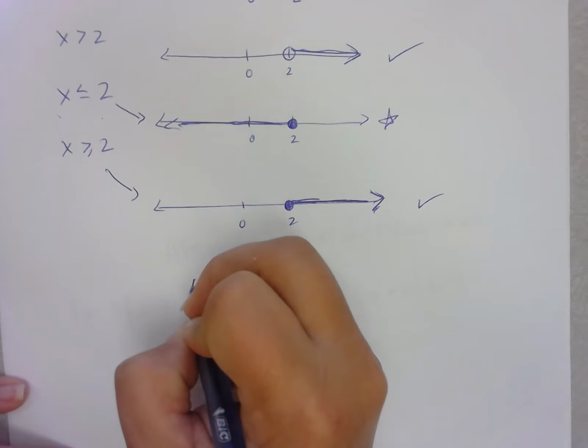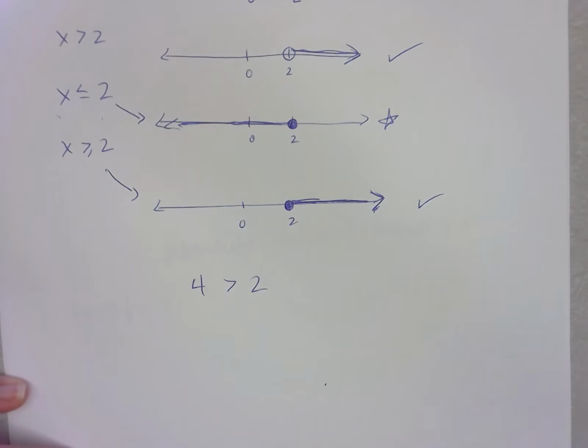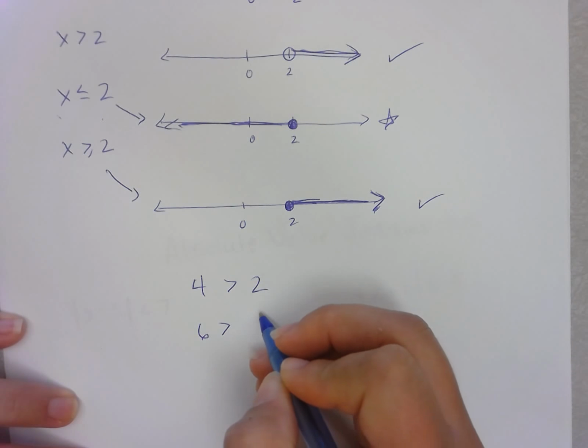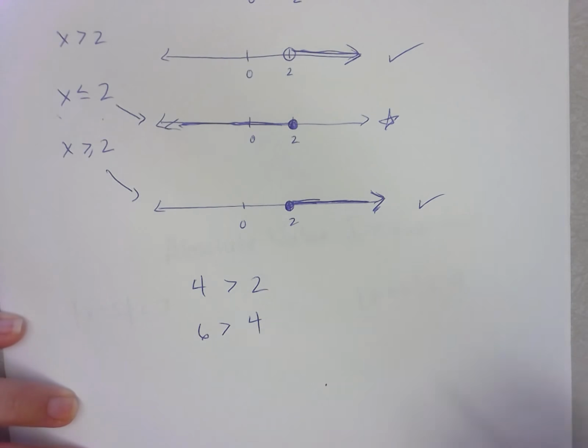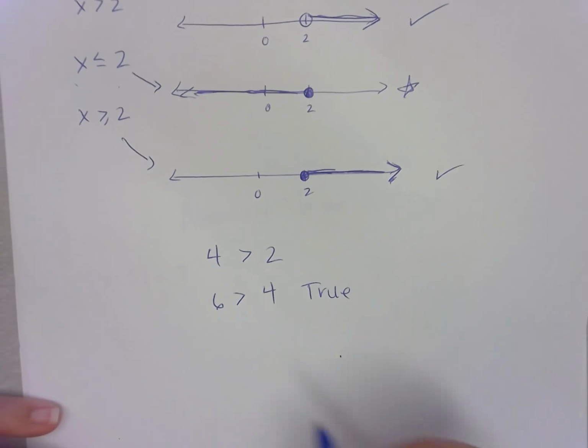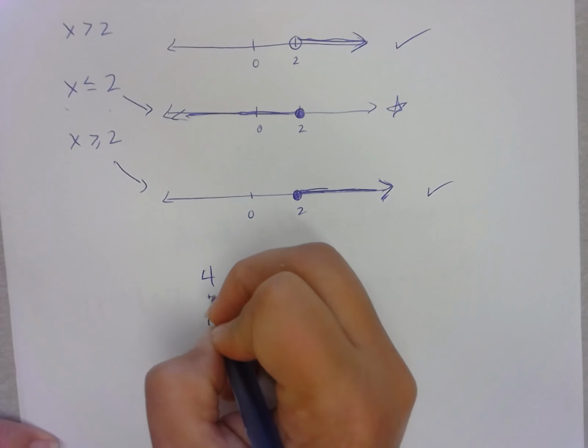Okay, so let me just start with an inequality that does work. So I have 4 is greater than 2. So let me add a positive number to both sides. Let's say I'm going to add 2 to both sides. If I add 2 to 4, I get 6 is greater than 2 plus 2 is 4. This is still true. Okay, so let me move to this. So this I added 2 here.